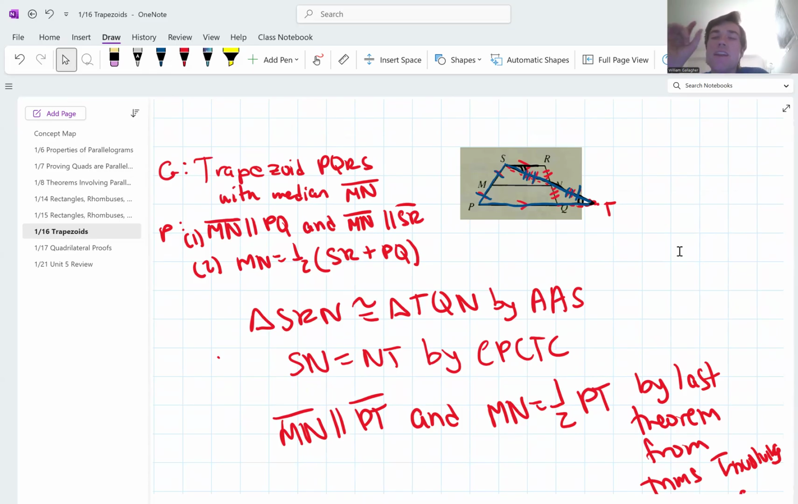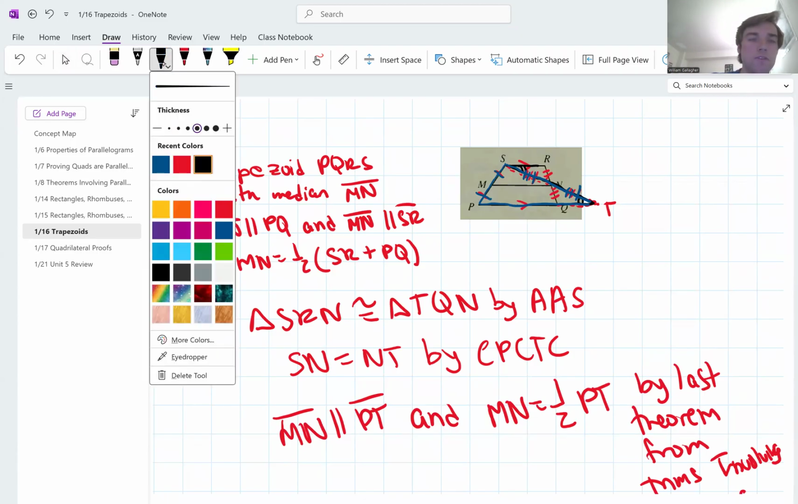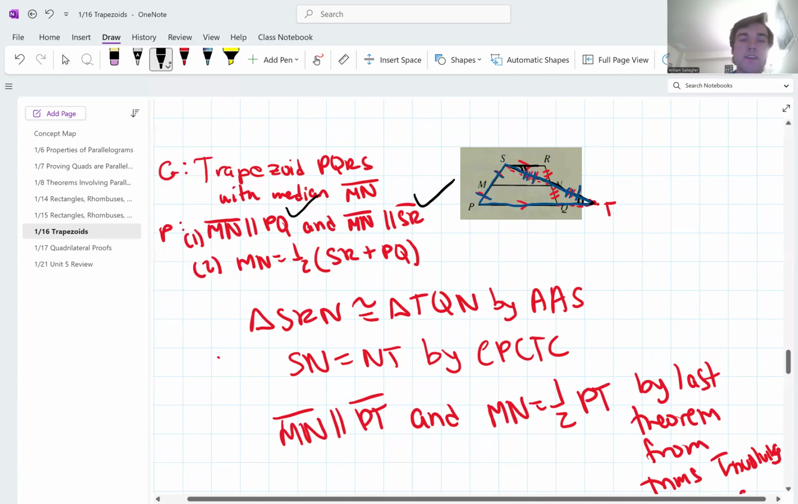And then if MN is parallel to PQ and SR is parallel to PQ, then MN is also parallel to SR, because we have a theorem from Unit 3 that says that two lines parallel to the same line are parallel to one another. So we can check off number 1, right? We've gotten both of these.